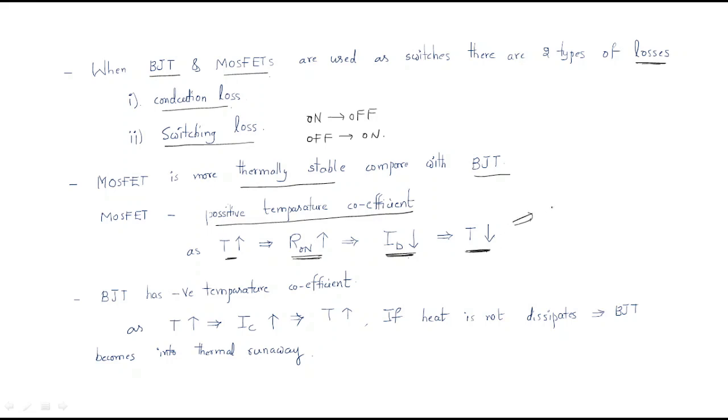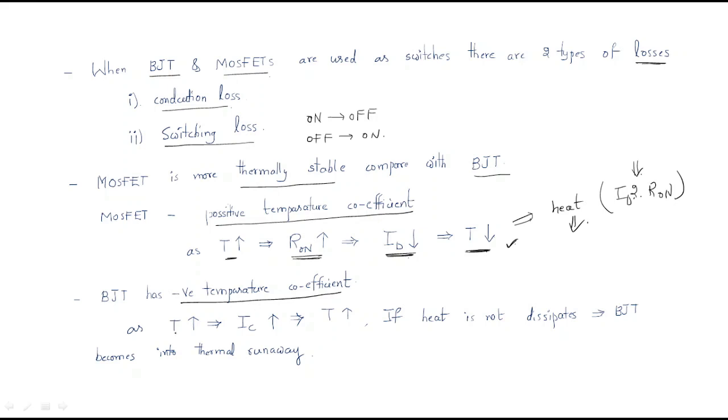This temperature is nothing but the heat. Heat means ID square into R on. So this value decreases, and the heat value decreases. So when the temperature first increases, due to this process finally the temperature decreases. This is the positive temperature coefficient. Positive temperature coefficient means an increase in temperature itself leads to a decrease in temperature by this process. Here BJT has the negative temperature coefficient.